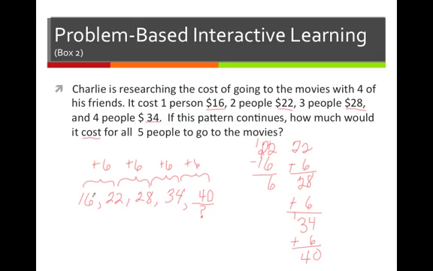So the answer to this problem is $40. And that's how you use patterns to help you solve problems.